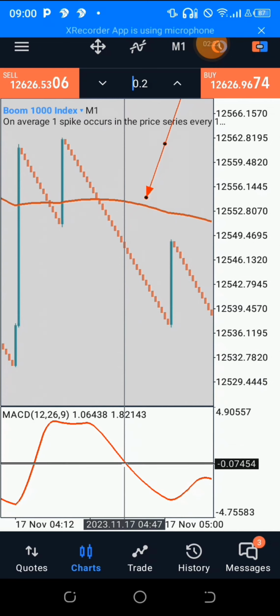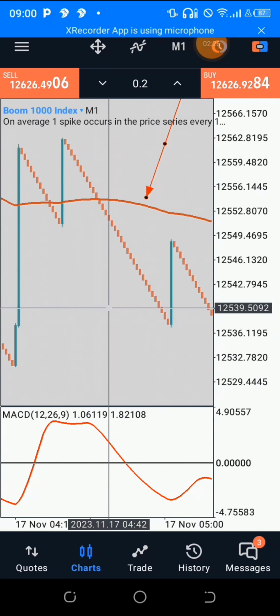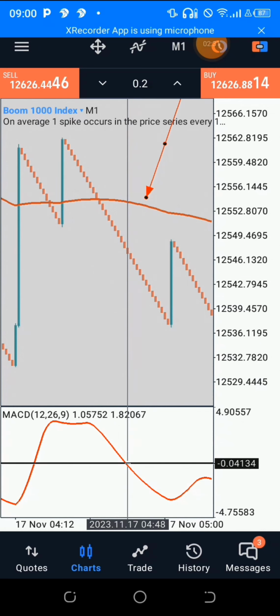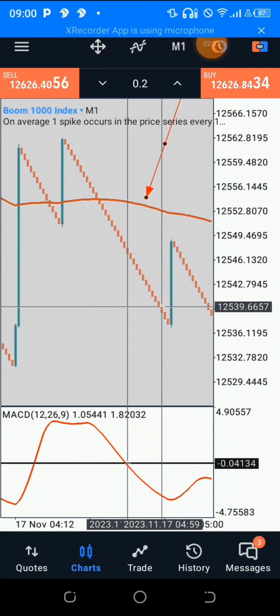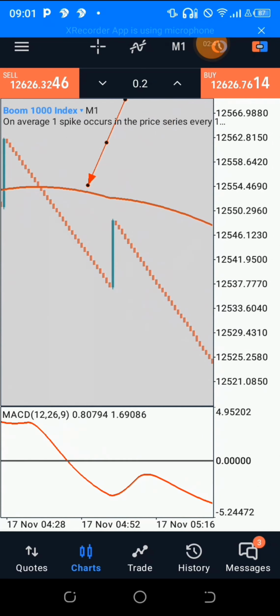This is where we're going to get our entry, when price crosses below this red zero line. We have a zero line here, so that's where we get our entry, and we take 5 to 7 candles. We only take 5 to 7 candles, and then you exit.